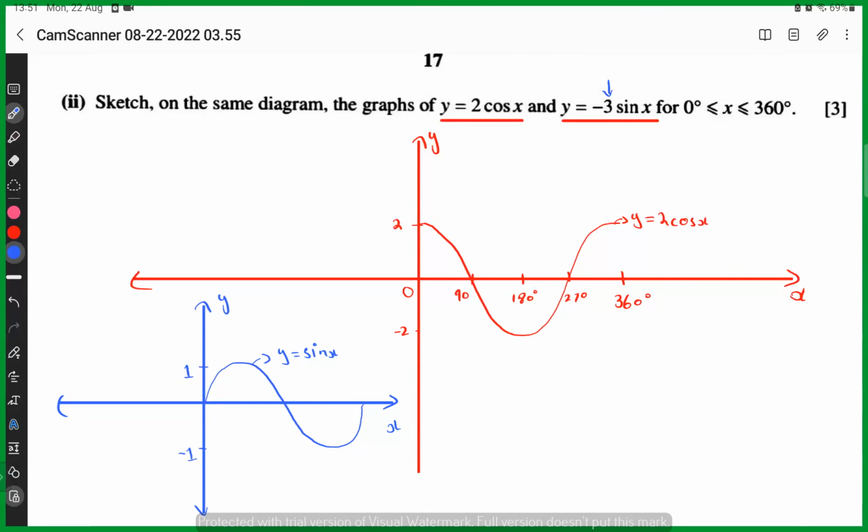Miss, we are meant to draw it on the same diagram, right? Yes, we are. I will make it again on this one. Yes, certainly. I'm just making it for you guys. But if you can make it on the same graph, that is perfect. Just try sending your answers, okay? That's even better than this.